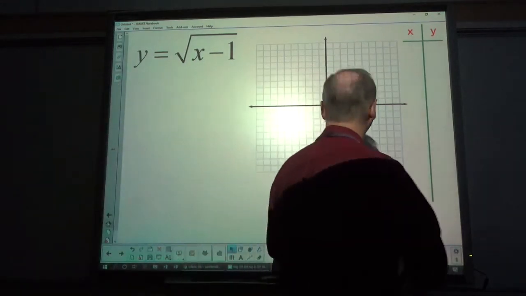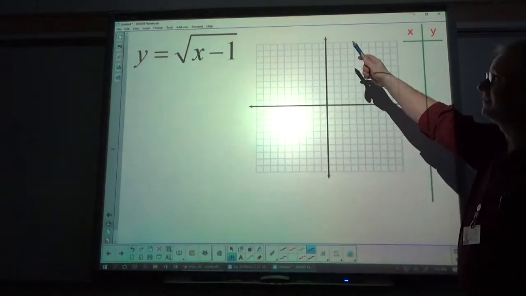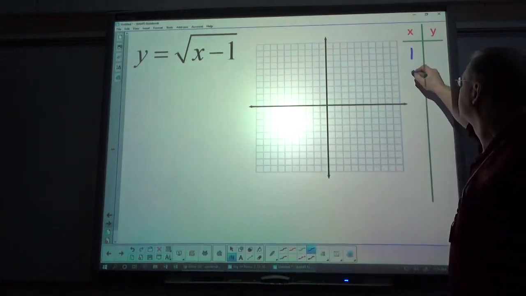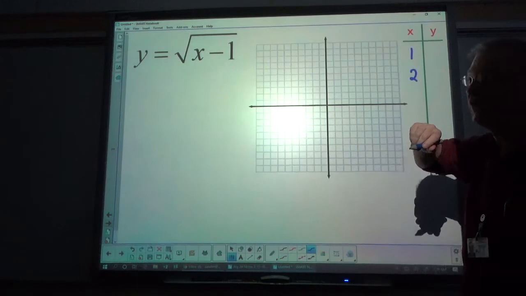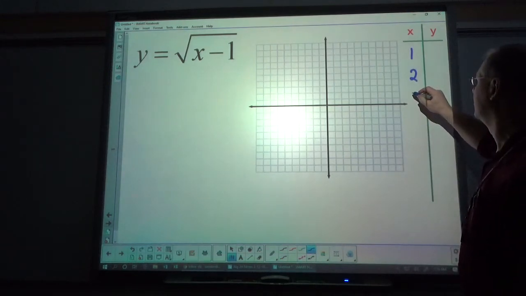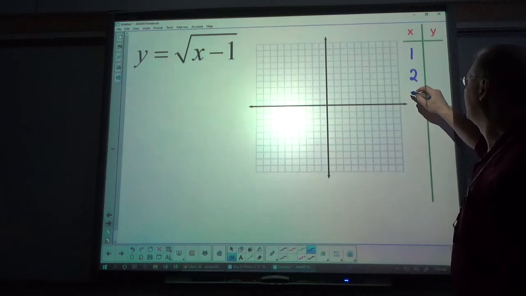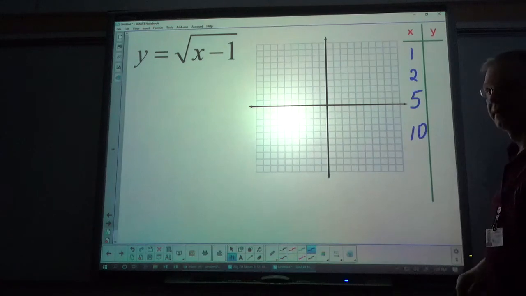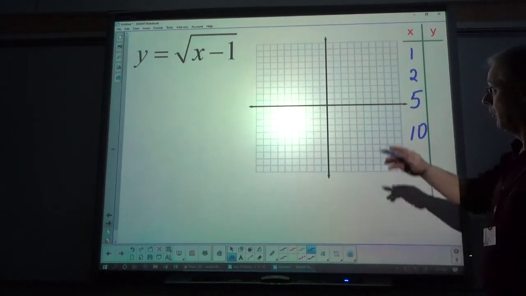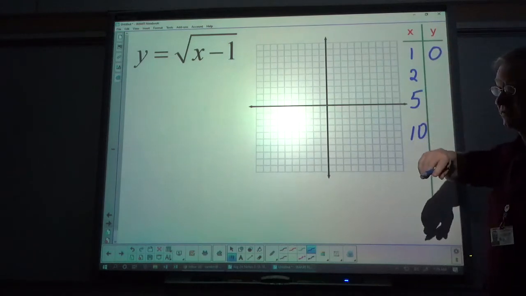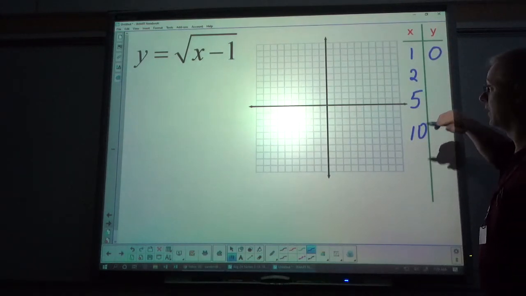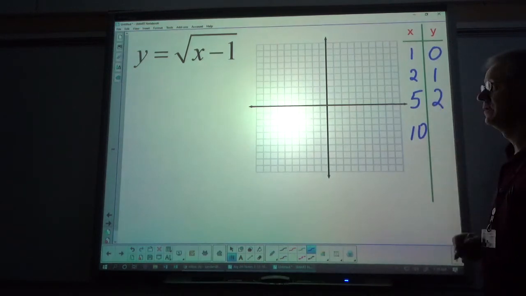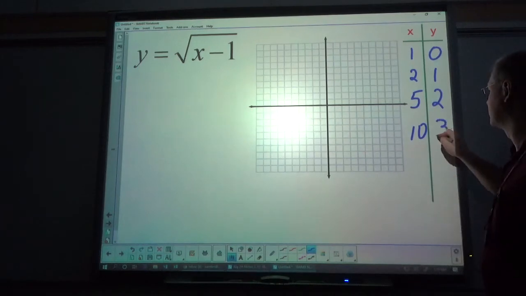All right. What values of x make the inside 0? 1. Make the inside 1? 2. Make the inside 4? 5. Make it 9? 10. And that's as far as I'm going to go. 1 minus 1 is 0, square root is 0. 2 minus 1 is 1, square root is 1. 5 minus 1 is 4, square root is 2. 10 minus 1 is 9, square root is 3.